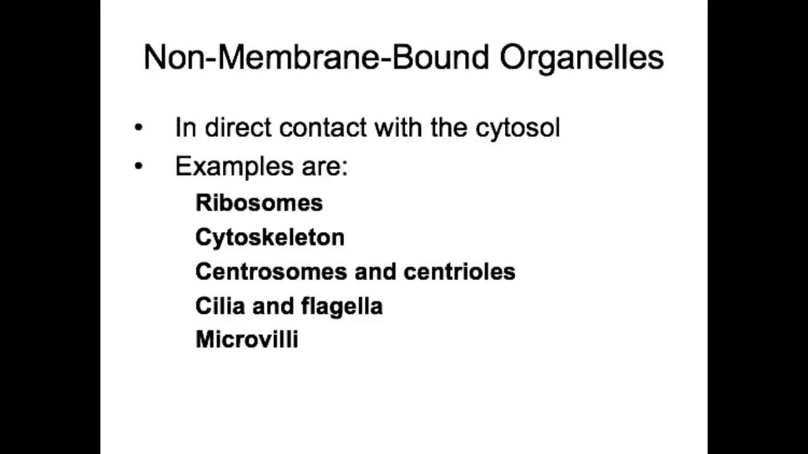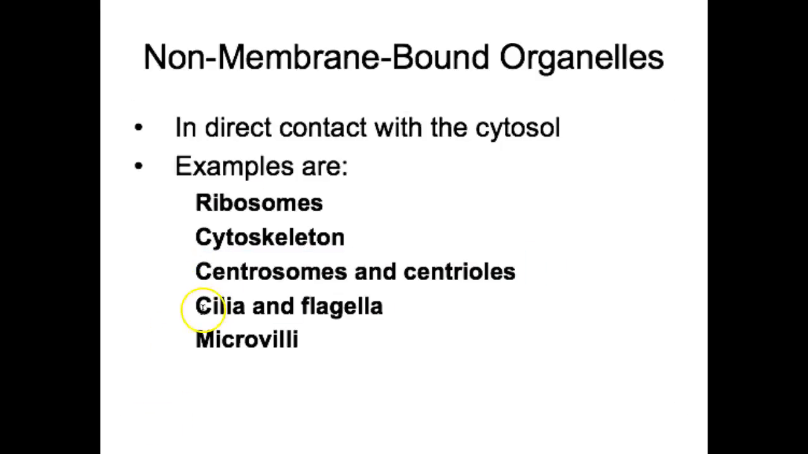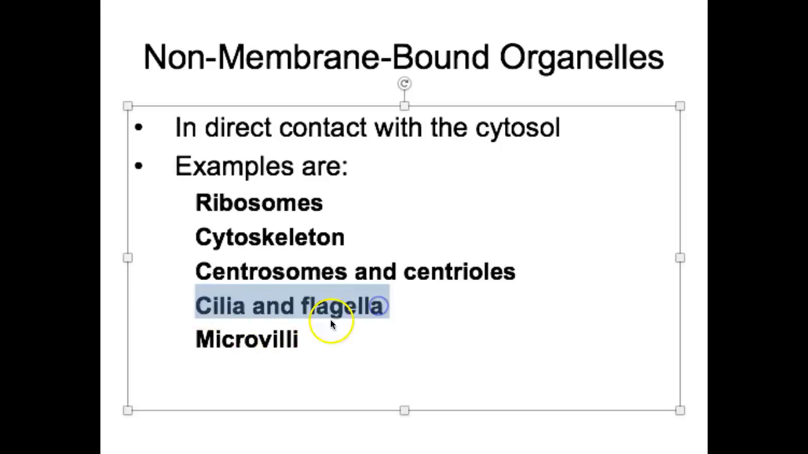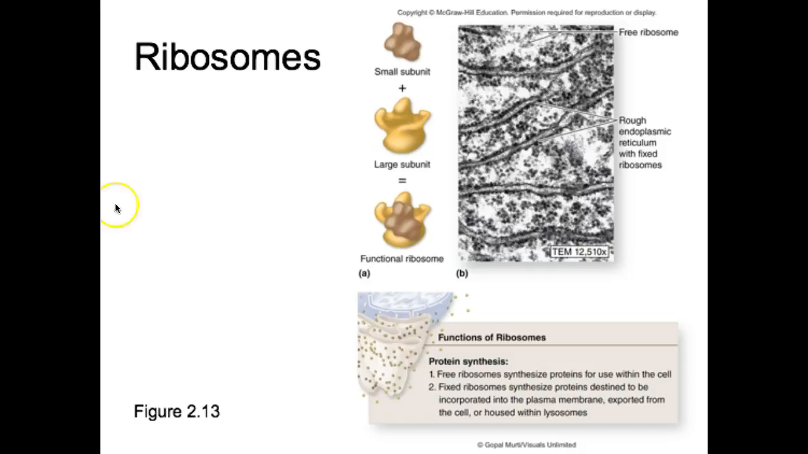Non-membrane bound organelles include ribosomes. There are ribosomes on the endoplasmic reticulum. There are also free ribosomes. The cytoskeleton, no plasma membrane there. Centrosomes and centrioles. These are part of your mitosis process. Cilia and flagella and microvilli. And we're going to specify the function of this versus this. They get confused very frequently. Let's keep them separated. So ribosomes are made out of protein and RNA.